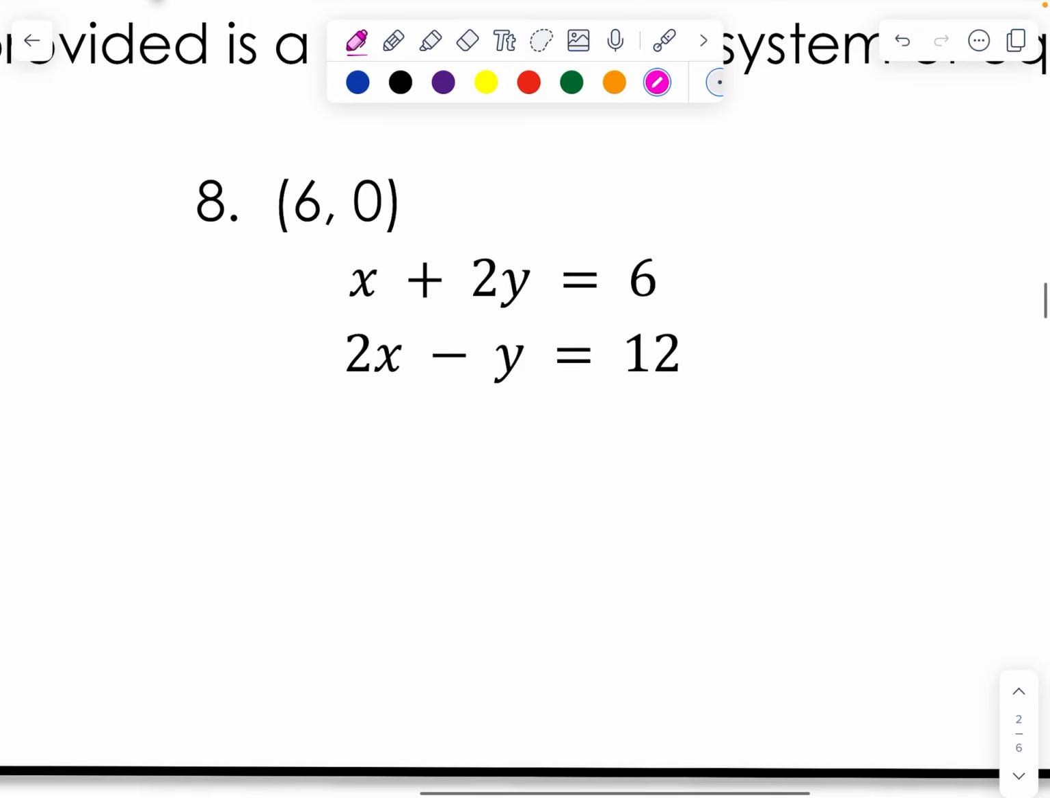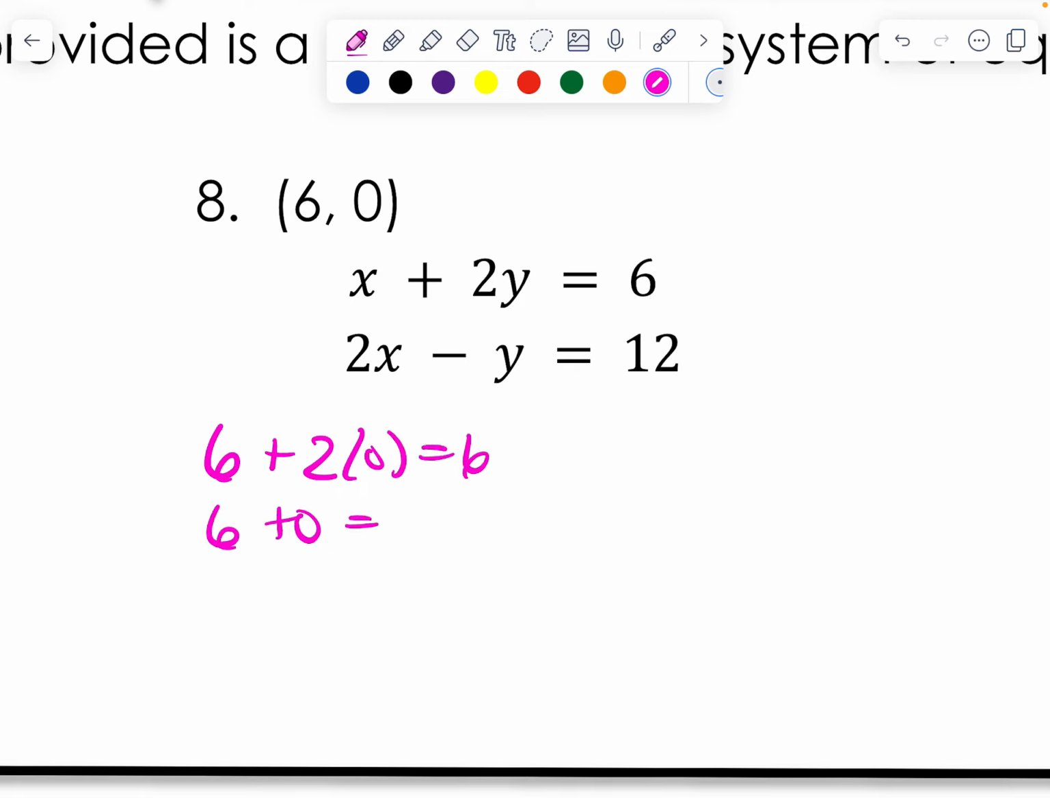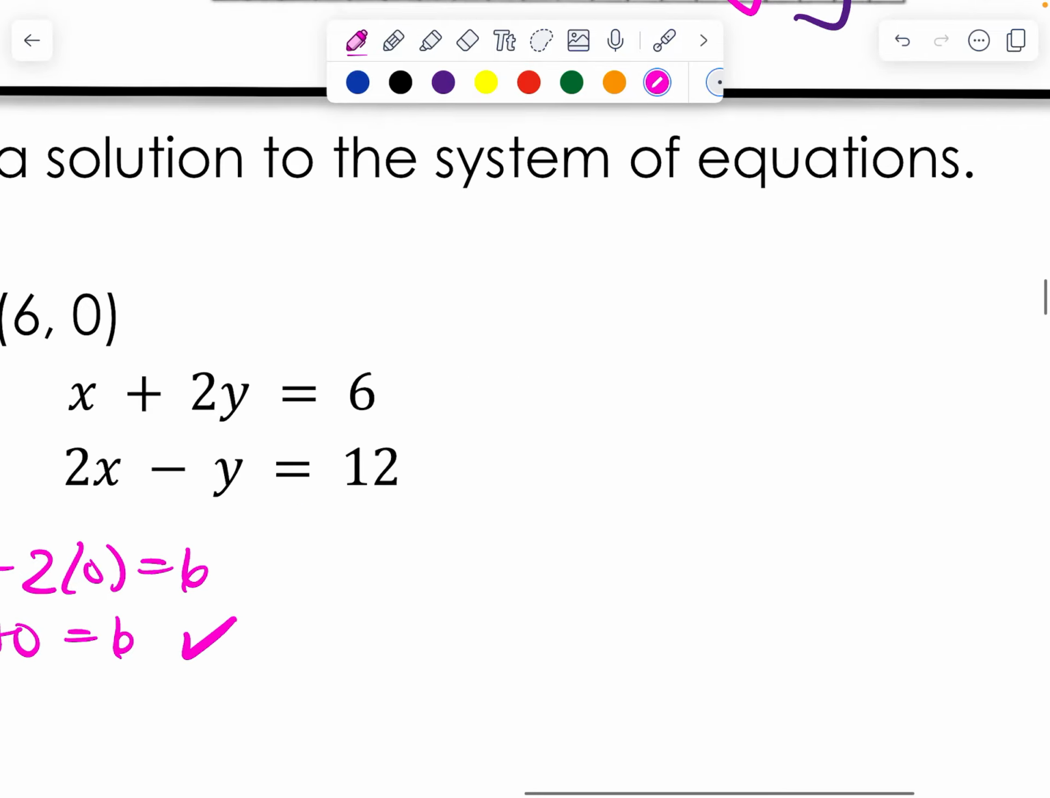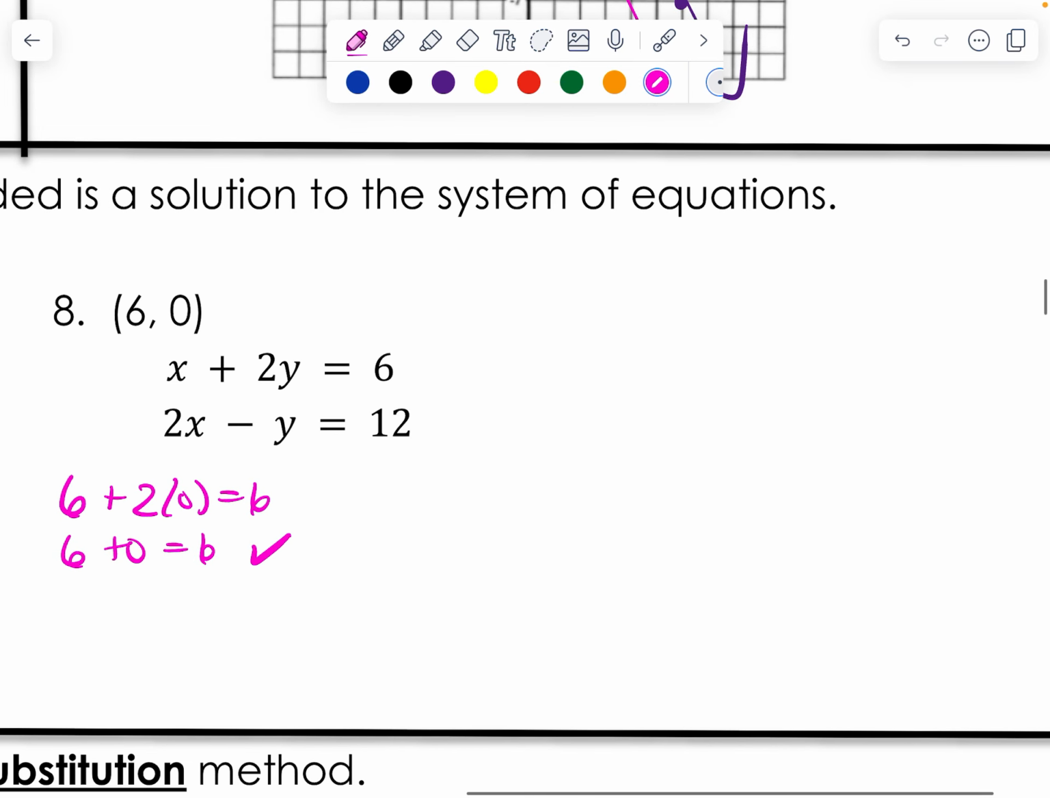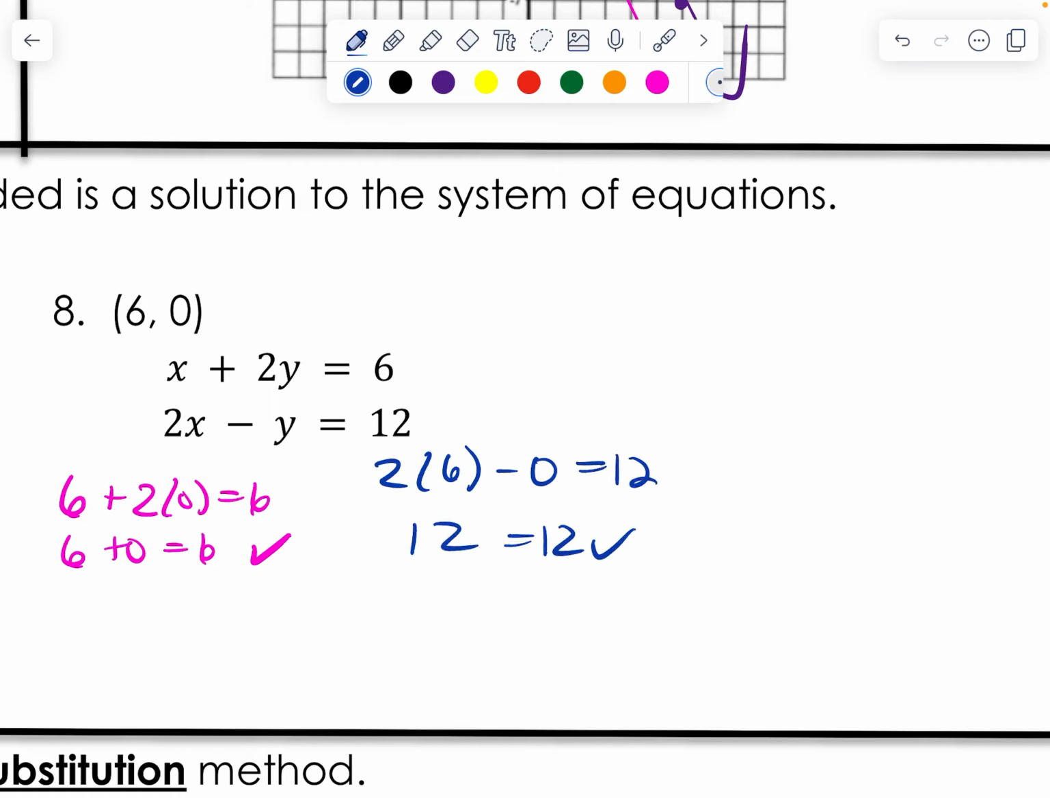This one. I put in 6 plus 2 times 0 equals 6. I get, oh, look at that. It does work for that one. So let's see, does it work for the other one? So 2 times 6 minus 0 equals 12. 12 does equal 12, so it works for that one. Yes, it is a solution.